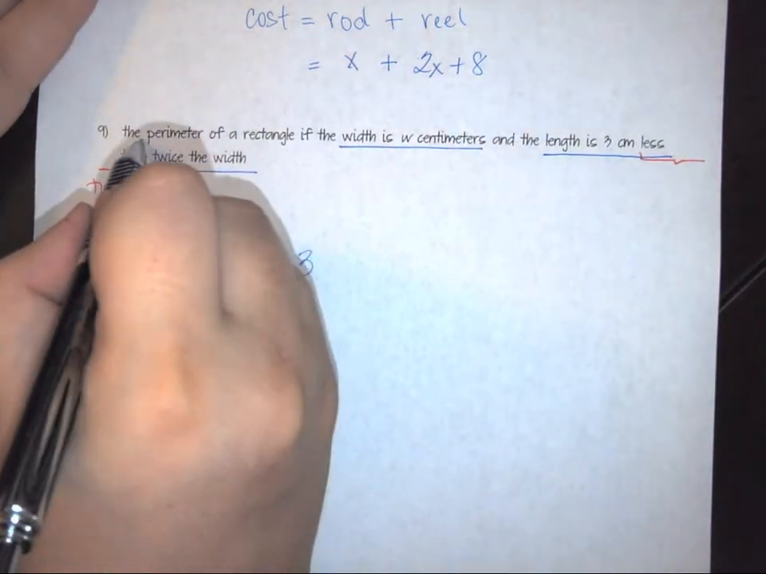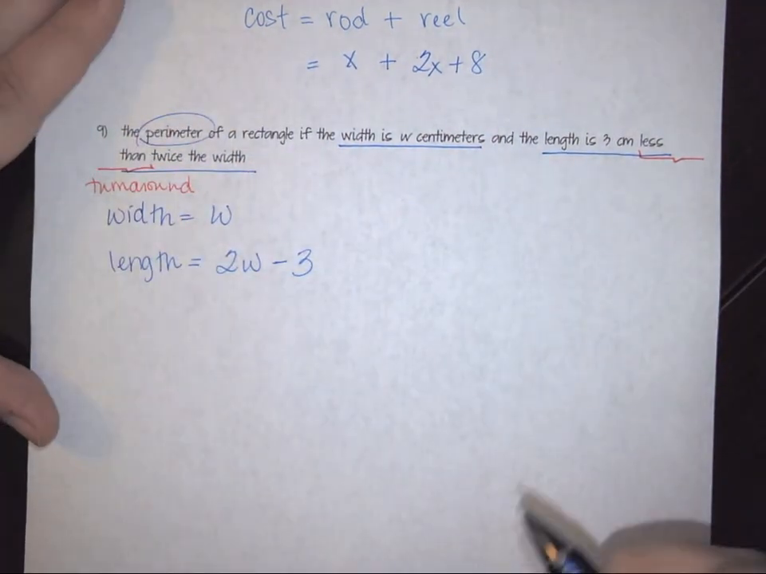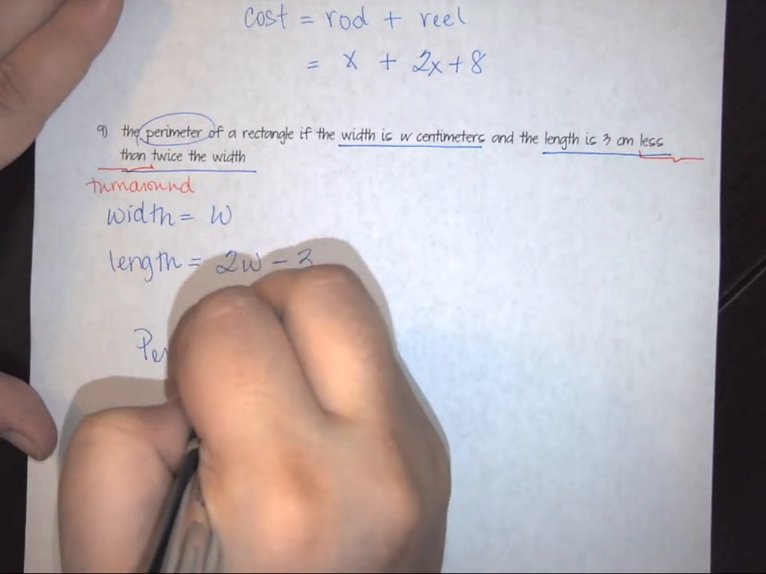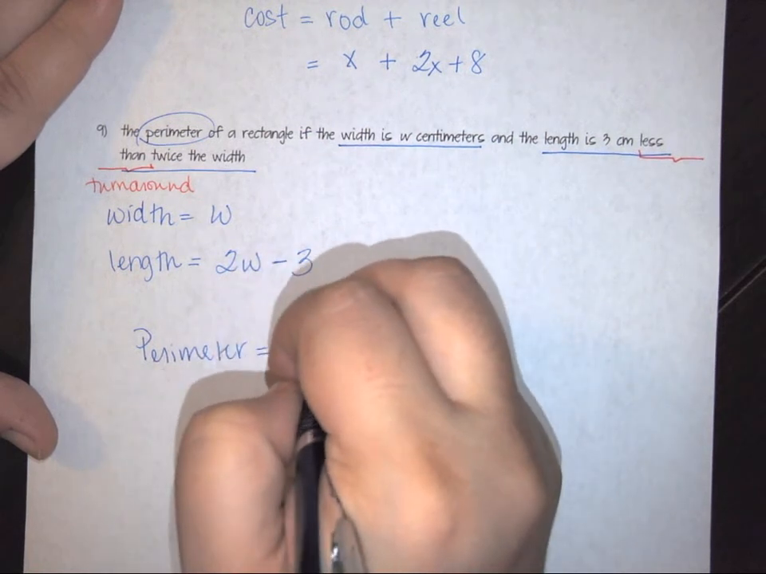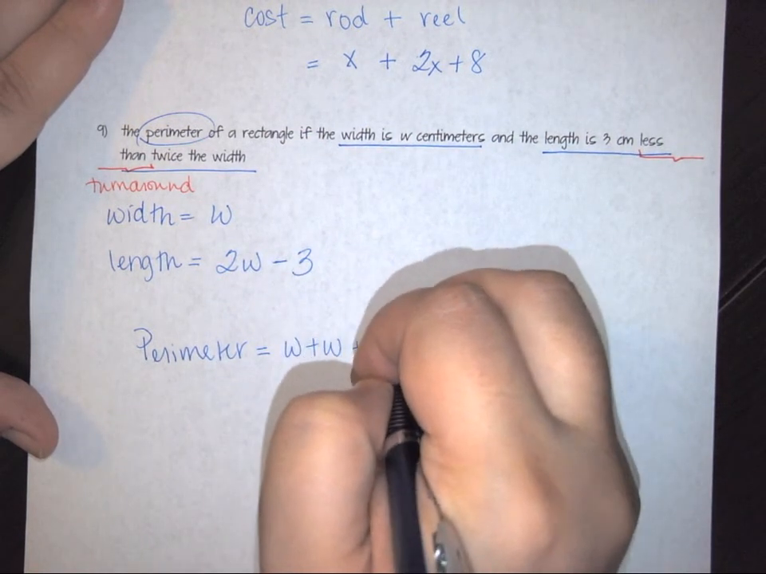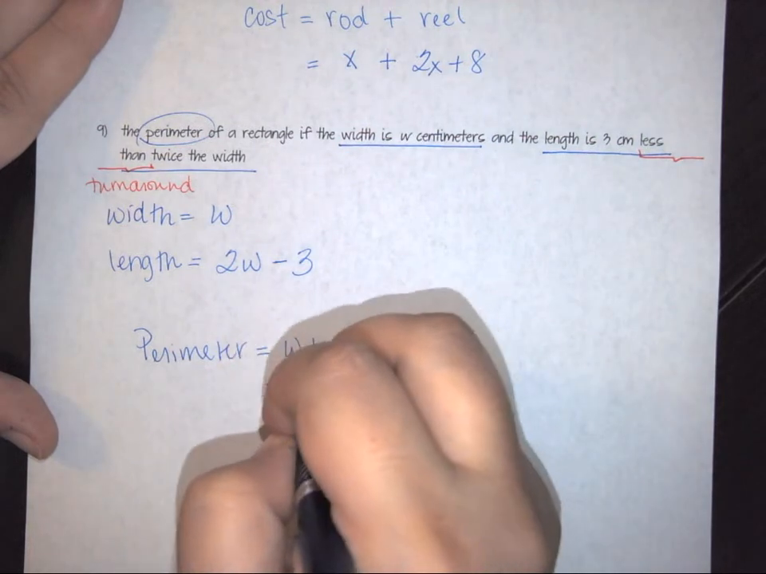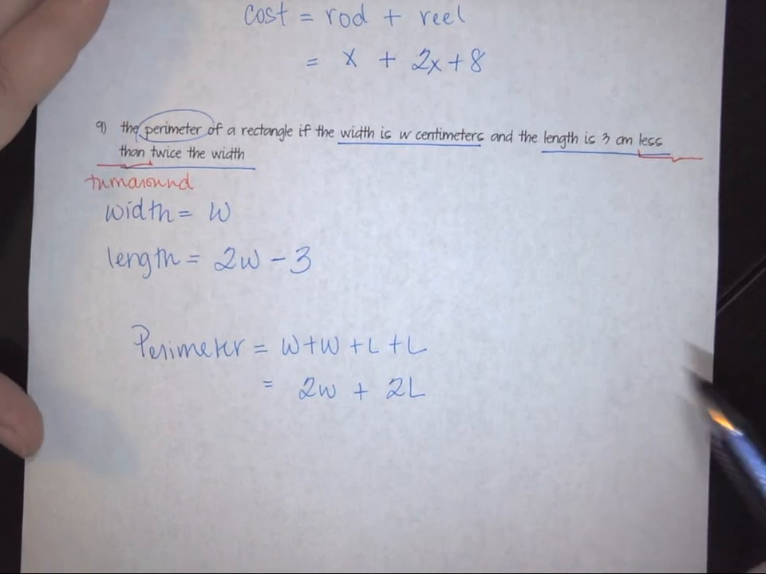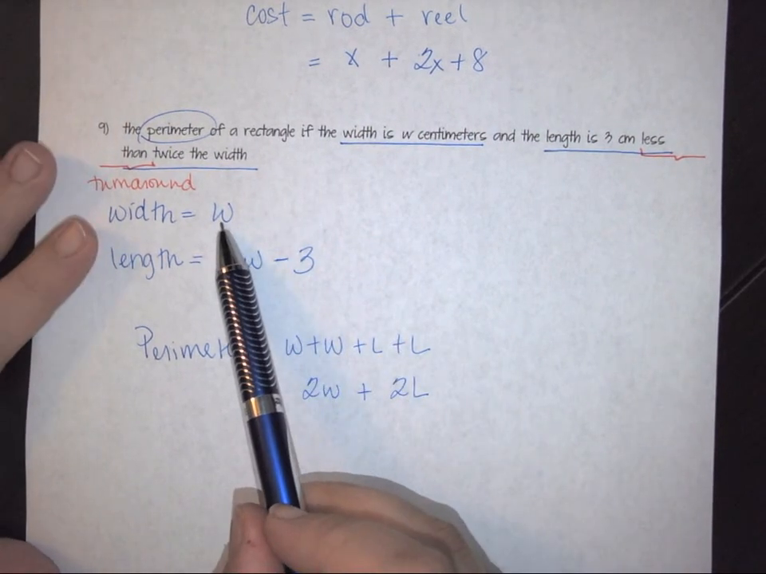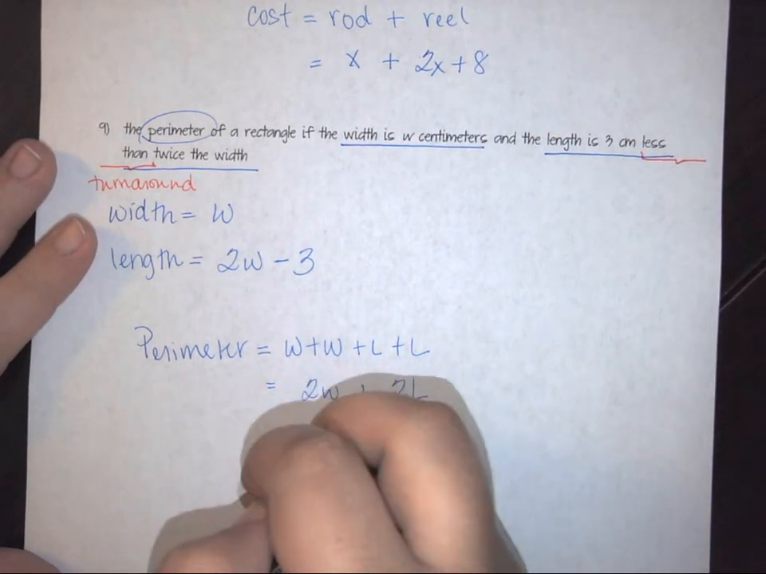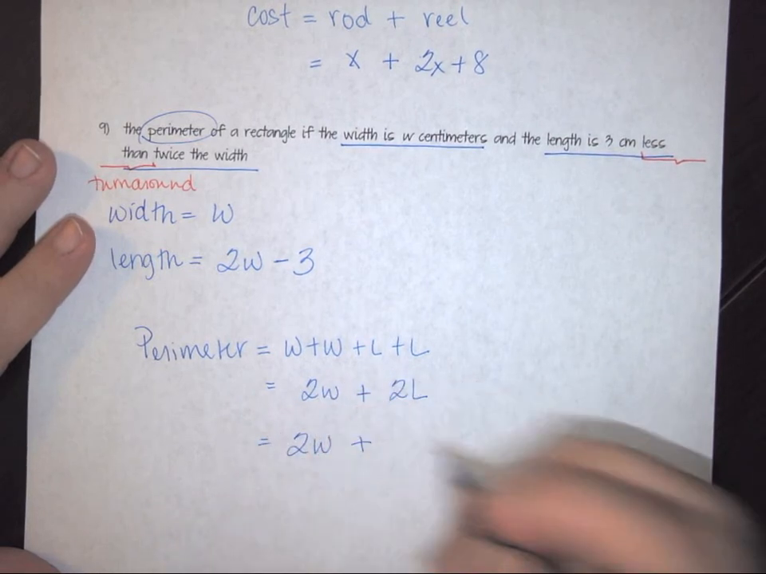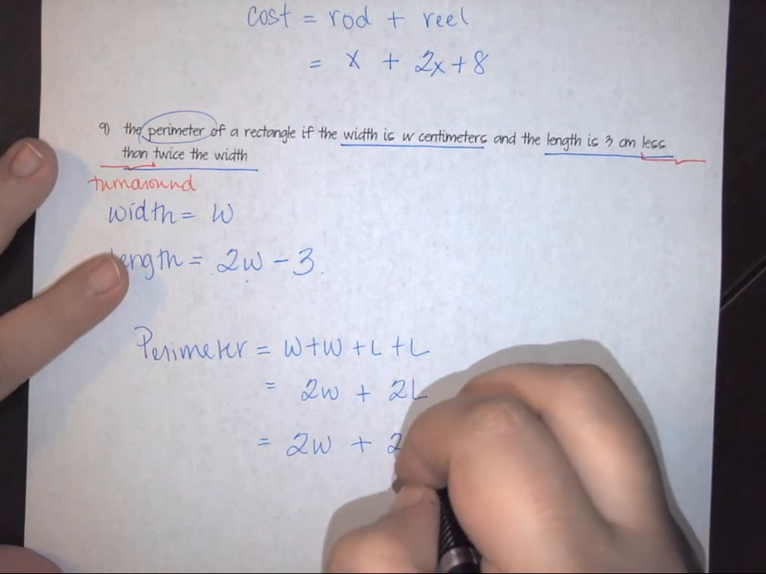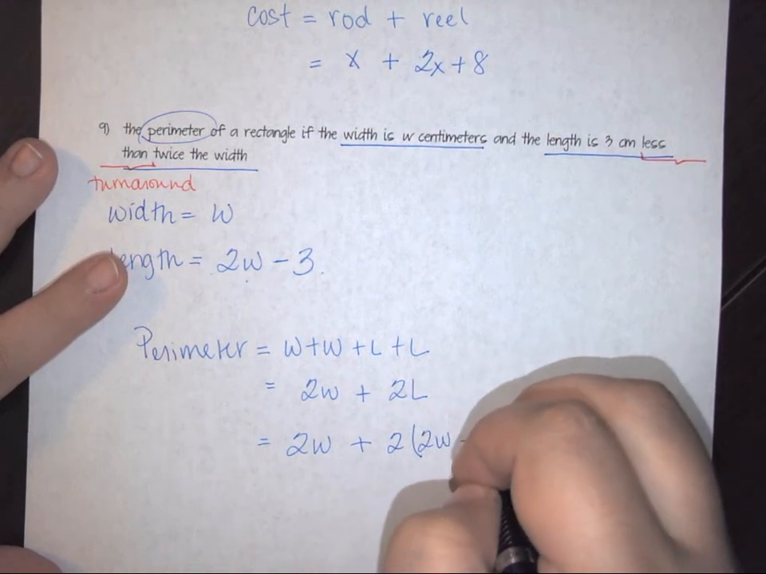And here I want perimeter. So what I know about perimeter is I know my perimeter is width plus length, which is the same as 2W plus 2 length. I know my width is represented by W, so my perimeter here is going to be 2W plus. My length is right here, so this would be 2 times, and then it is 2W minus 3.